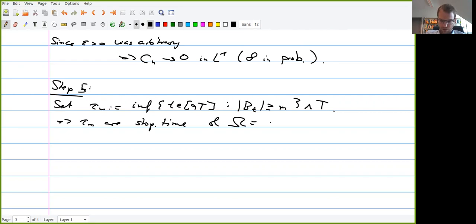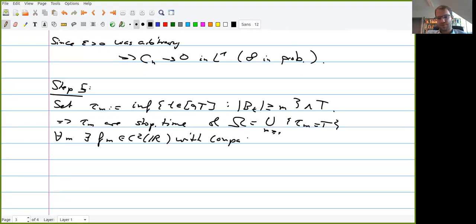And we know that this whole space is just the union of all events that tau m at some point gets to, right? So this is the localizing sequence of stopping times. And then you proceed as before. For all m, there exists Fm, which is in C2 with compact support, such that if we restrict Fm to the interval minus m to m, this is exactly the same as F on this interval.